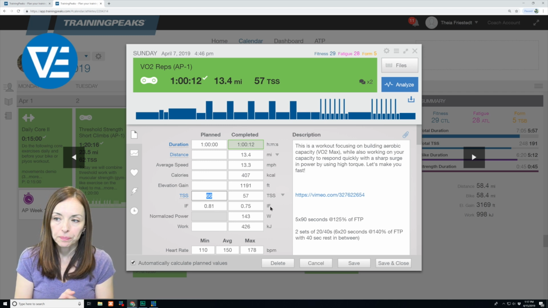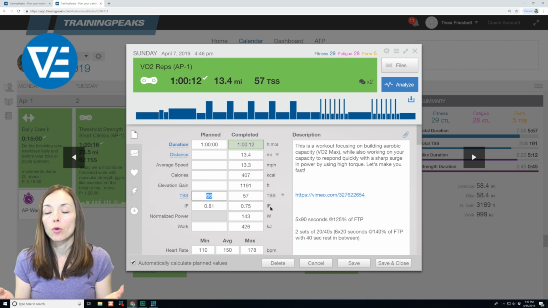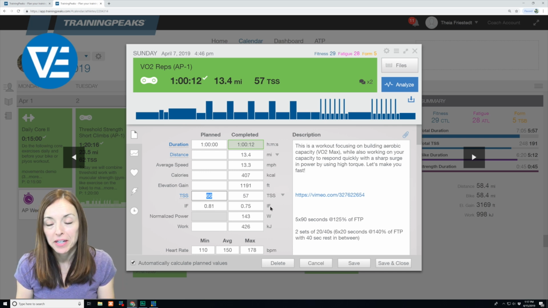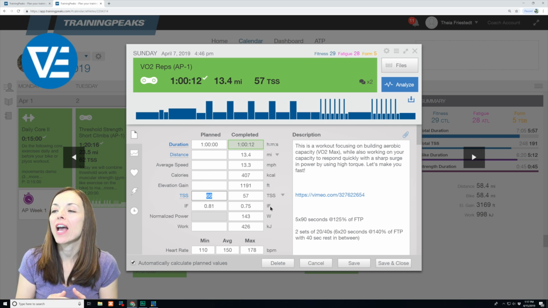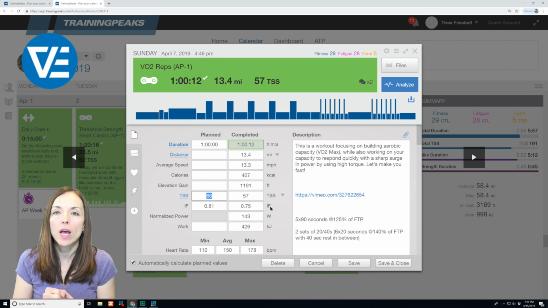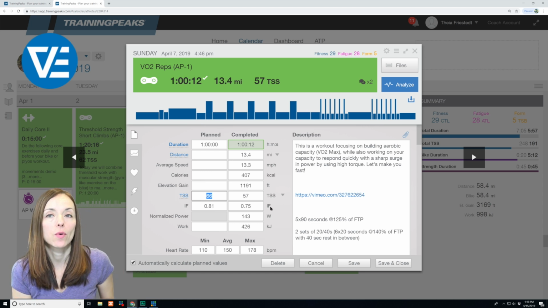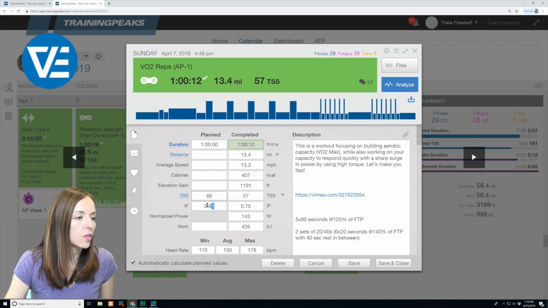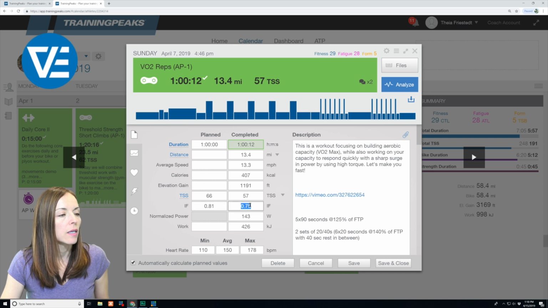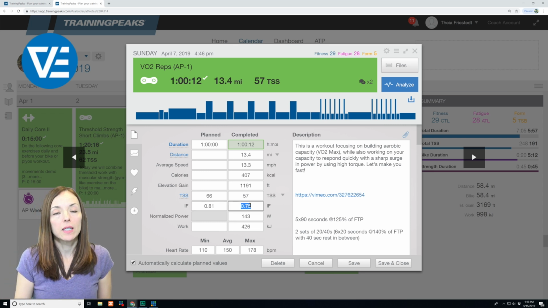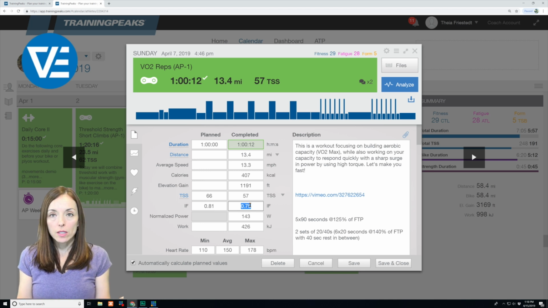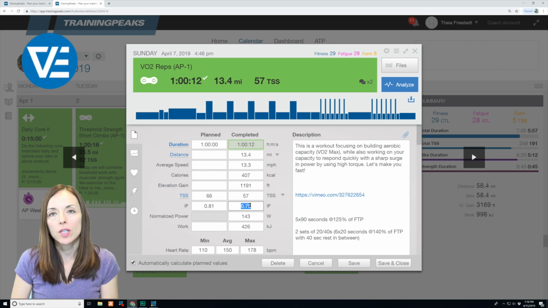IF is intensity factor. So for any workout or part of a workout, IF is the ratio of the normalized power, I'll get into what normalized power is again, to the rider's FTP. So it gives you a relative intensity for that particular workout. Again, if you were to spend a 1 hour workout at 100% of FTP, your IF for that workout will be 1.0. Now for this one, as you can see, the planned was 0.8, completed 0.7. That is telling me that the intensity factor for this particular workout was the equivalent of spending an hour at 80% of FTP.